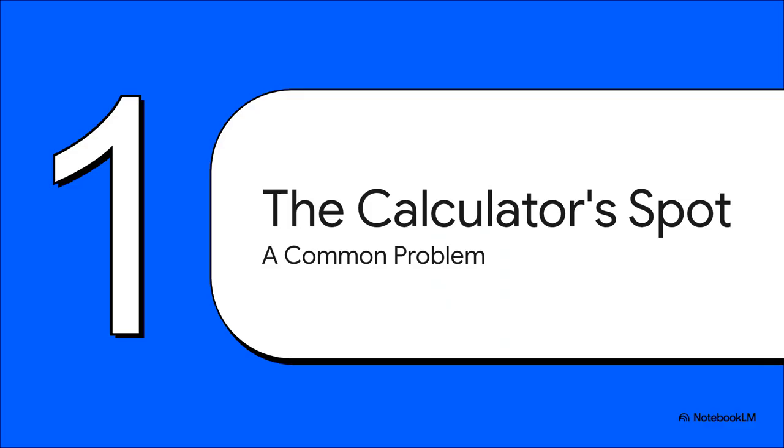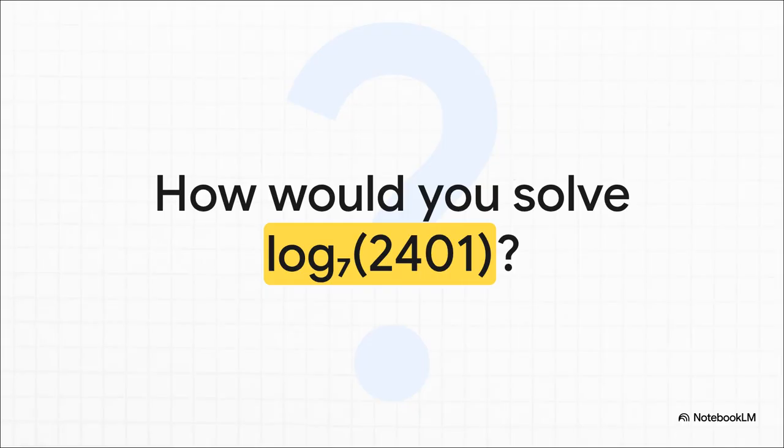So the problem we're diving into today actually starts with that tool we all rely on, the calculator. I mean, these things are amazing, right? But it turns out they have this surprising blind spot. There's a whole category of problems that they just can't solve directly. Okay, so here it is. How would you solve this? Log base 7 of 2401. To put it another way, 7 to the power of what gives us 2401?